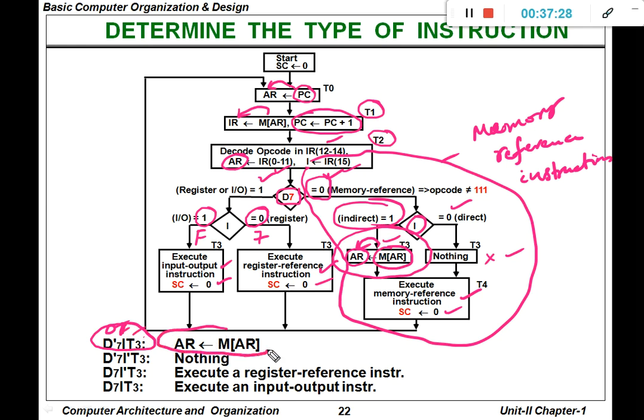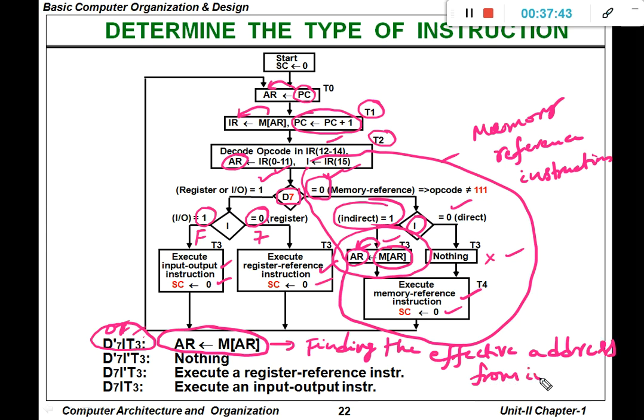So what is this operation? This operation is nothing but finding the effective address from the indirect address. So when are we going to perform it? During 0, 1, T3.